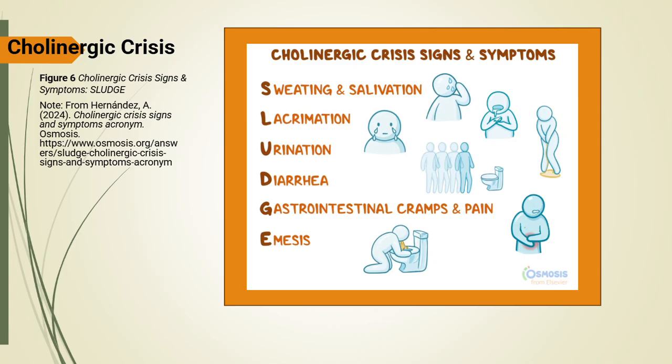Next is lacrimation or tearing. The eyes water continuously, which may also impair vision or cause irritation. Urination increases suddenly, often to the point of incontinence. This is a major clue that the cholinergic system is being overstimulated. Diarrhea and gastrointestinal cramps and pain are also common as the gastrointestinal tract becomes hyperactive, leading to abdominal discomfort, nausea, and hyperperistalsis. Finally, emesis or vomiting often occurs due to excessive GI stimulation. All of these signs together, excessive secretions, cramping, tearing, sweating, form the SLUDGE pattern that nurses must recognize immediately.